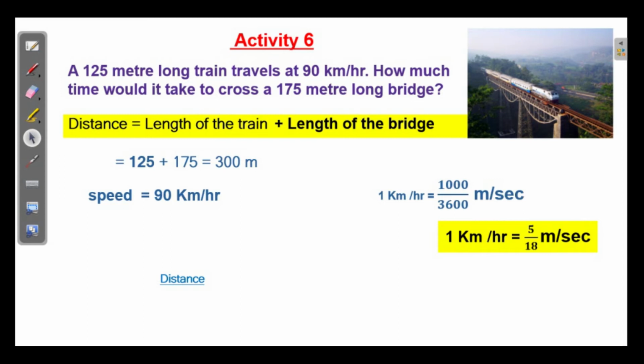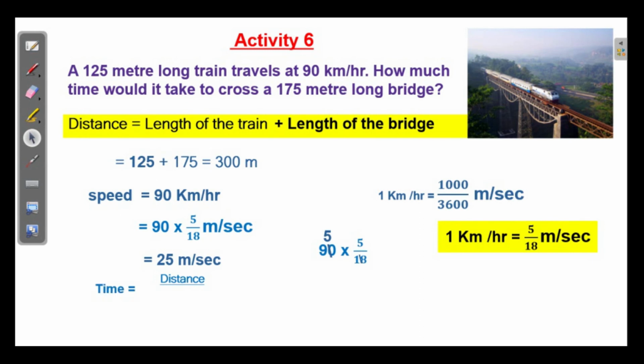So just the converse of that. 1 kilometer per hour is equal to 5 by 18 meter per second. Bear it in mind. So 90 kilometer per hour means in the place of kilometer per hour we can write 5 by 18 meter per second. 90 into 5 by 18. So 18 in 90. 18 fives are 90. We know 20 fives are 100. So 18 fives are 90. So 5 times. So 5 into 5 is 25. So speed is equal to 25 meter per second.